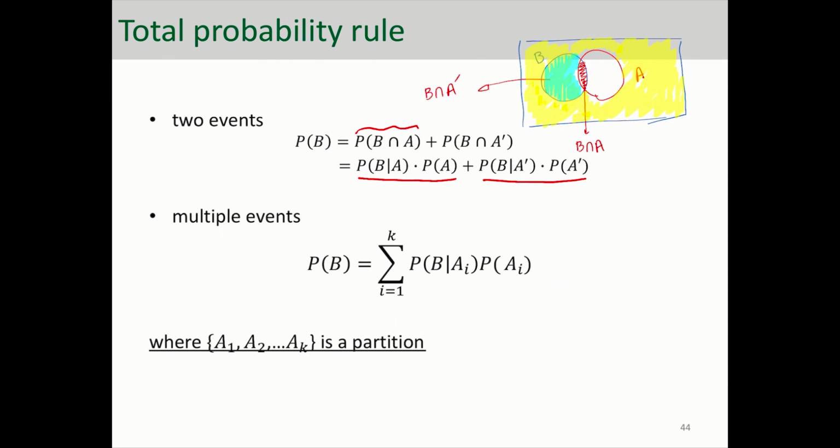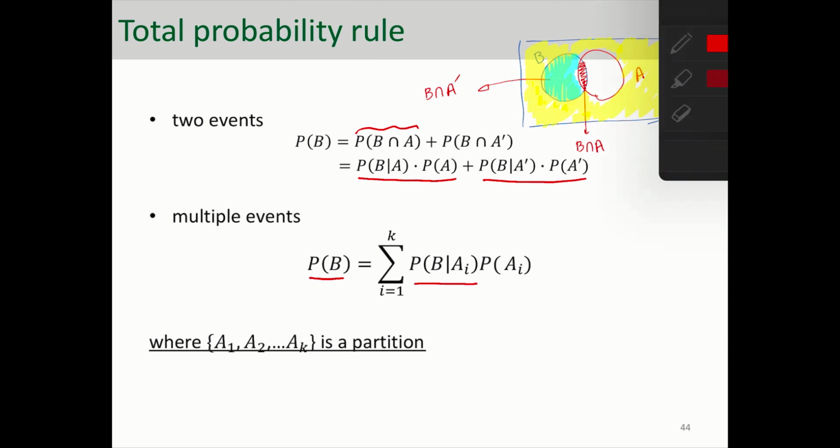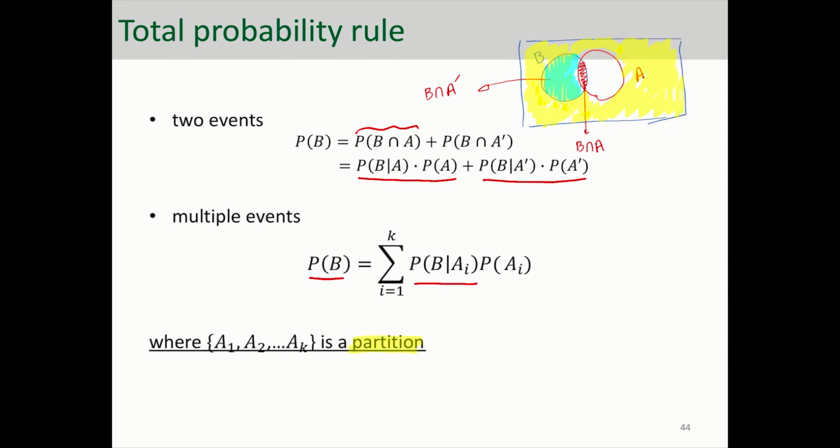If you have multiple events, the probability of B is still going to be the sum of the probability of B given Ai times the probability of Ai, where i goes from 1 to k. Here you had two events, so you only had 1 and 2. But if your sample space has a partition that is divided into A1 through Ak, and I need to emphasize here that it needs to be a partition, then you can further expand this to multiple events. Let me show this on a Venn diagram so it gets more clear.